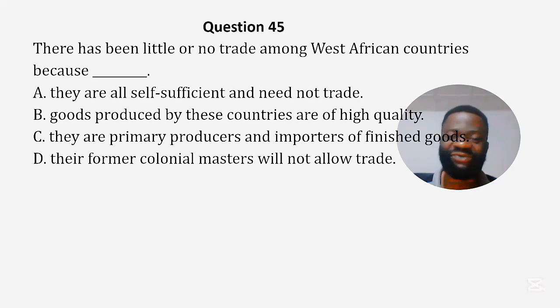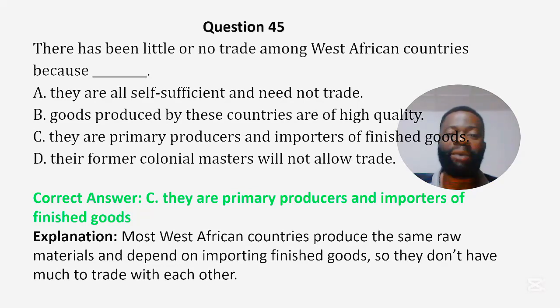The correct answer to this question is option C. They are primary producers and importers of finished goods. So most West African countries produce the same raw materials and depend on importing finished goods. So they don't have much to trade with each other.